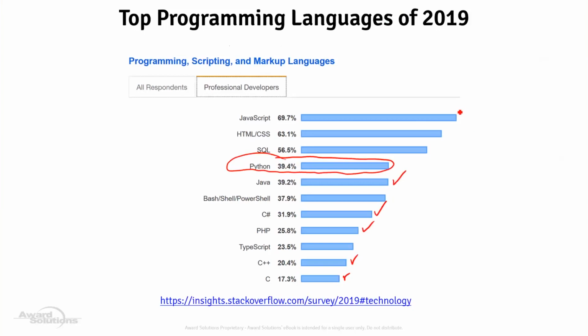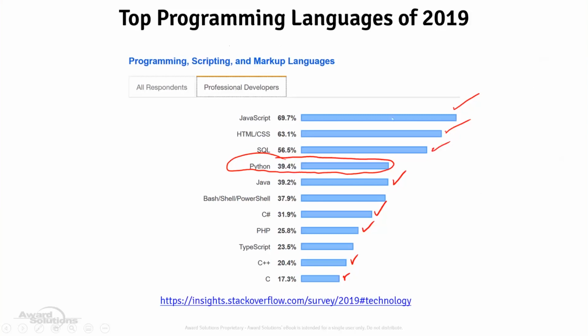JavaScript is still extremely valuable. HTML, CSS is extremely valuable, as well as SQL. But Python is continuing to move up that list. And comparing 2018 to 2019, the order was about the same, but the percentages associated with Python were higher than they were in 2018. And that's one of the reasons why I like to look at Python.